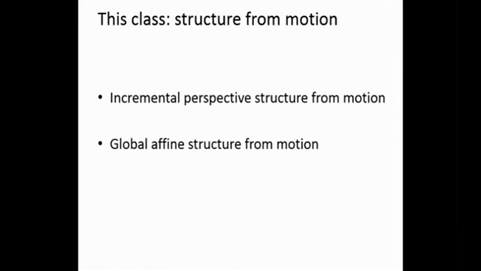So today we're going to talk about two kinds of structure from motion. The first one is incremental perspective structure from motion, where you're growing a solution over time and solving for perspective images. And the second is a global affine structure from motion, where you solve for the pose and points all at once. And it's for an affine camera model or orthographic camera model.